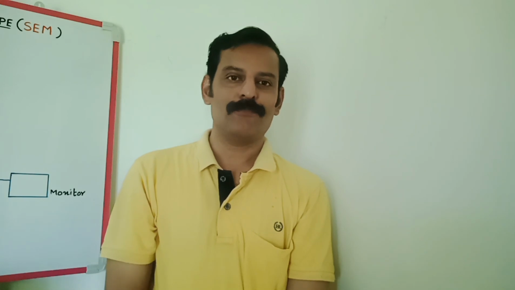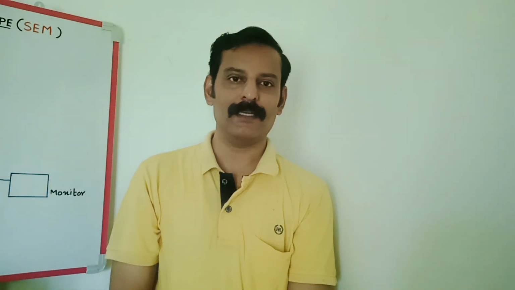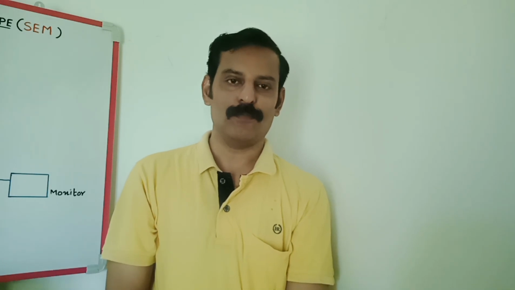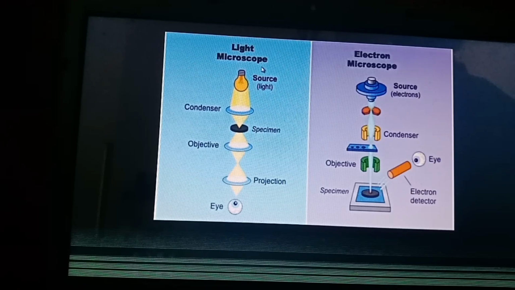Today we are going to discuss microscopes. Two different types of microscopes, that is the scanning electron microscope and the transmission electron microscope. Before moving on to the scanning electron microscope, I would like to discuss the difference between a light microscope and an electron microscope.